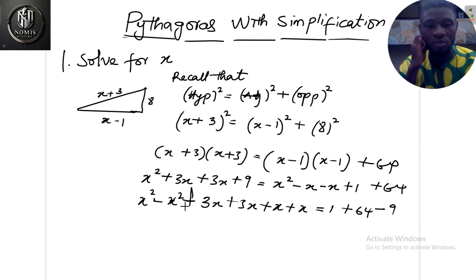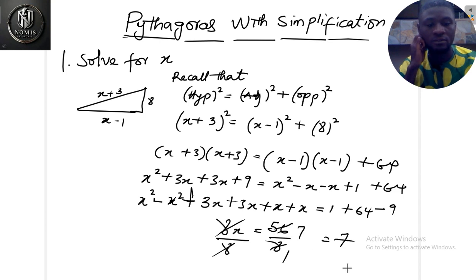So x squared minus x squared is 0, so we have nothing left there. 3x plus 3x, that's 6x. 6x plus 1x, 7x. 7x plus another 1x, that's 8x. So here we have 8x equals 1 plus 64 is 65, and 65 minus 9 is 56. So we divide both sides by 8. 8 cancels 8. Then 56 divided by 8, what do you think? 7, correct. 7 over 1 is equal to 7. Then we can tell that the value of x is equal to 7.